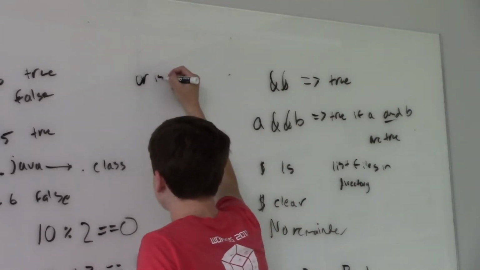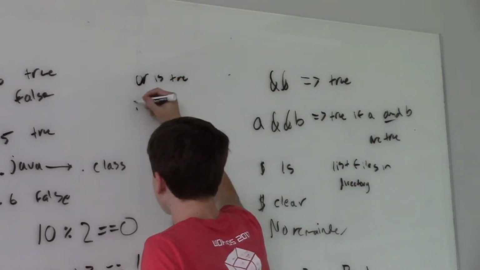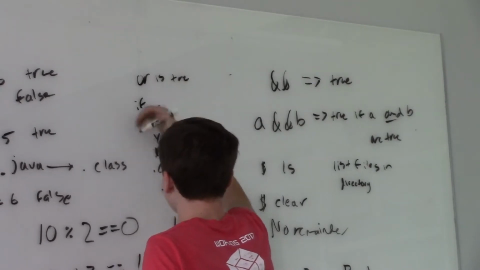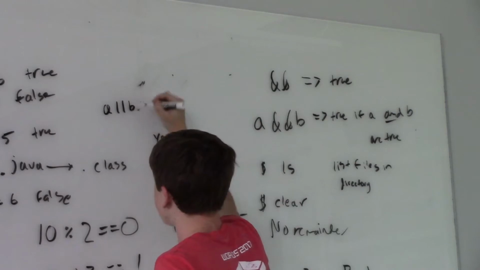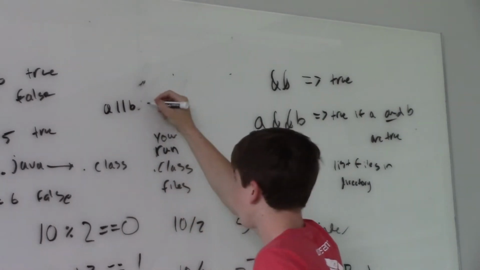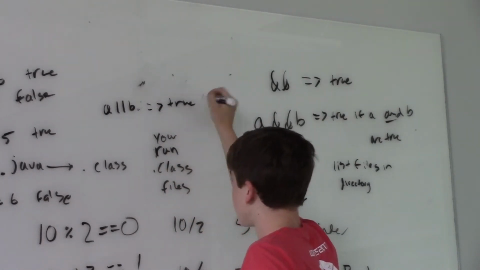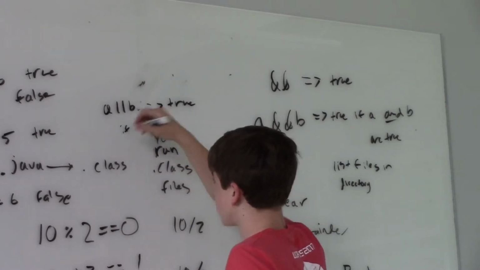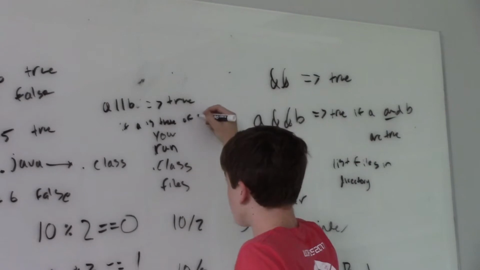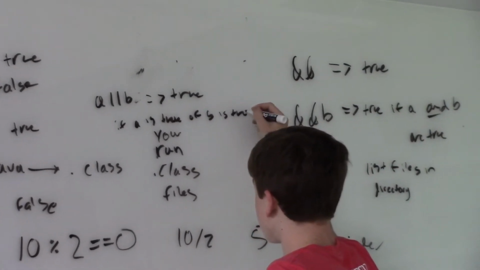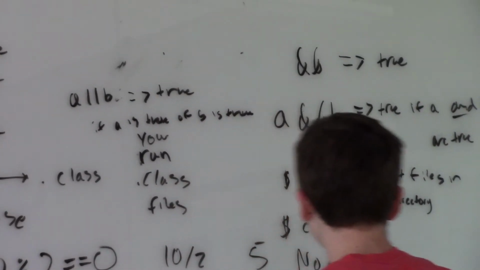So or is true if, let's say A or B, which is the double pipe here, is true if A is true or B is true. It's just the or there. If A is true or B is true.